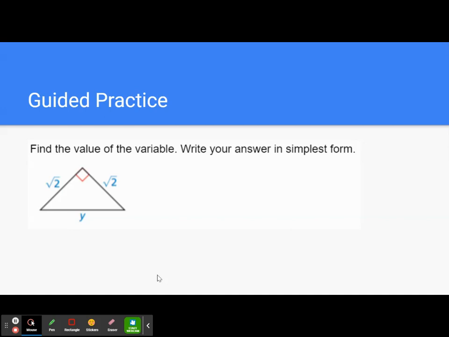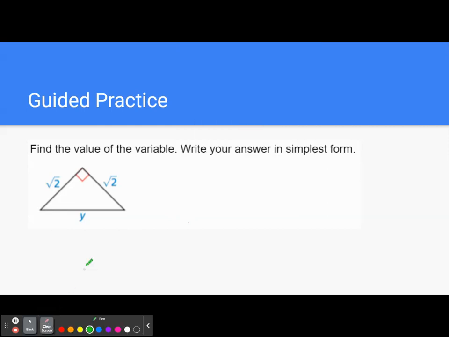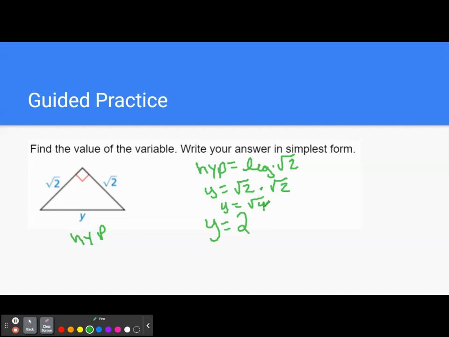All right, if I can have your attention, please. On this problem, you should have gotten y equals 2. Let's turn our heads up, please. Okay, so you should have gotten y equals 2. And let me show you the reason why. Y is your hypotenuse, and hypotenuse equals leg times the square root of 2. The hypotenuse is y, and a leg is the square root of 2. So you have the square root of 2 times the square root of 2. Well, 2 times 2 is 4, so y equals the square root of 4. And if you type in your calculator the square root of 4, you're going to get 2.